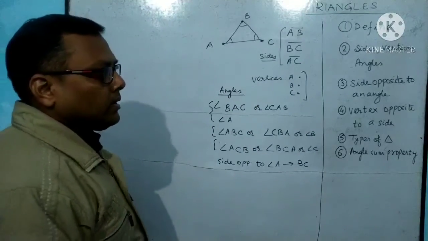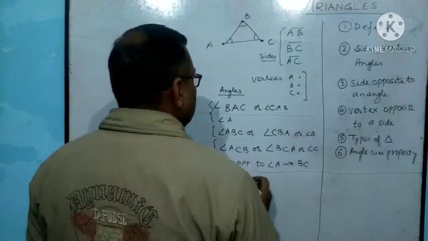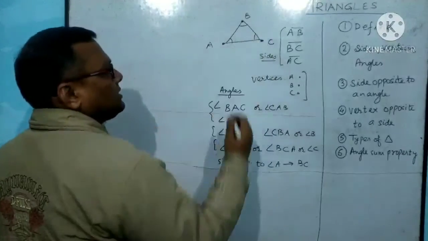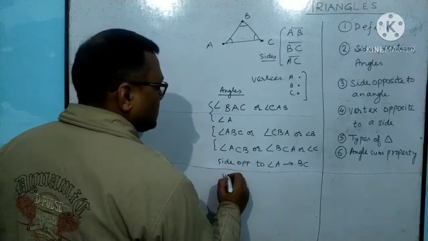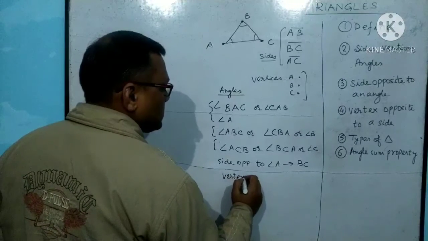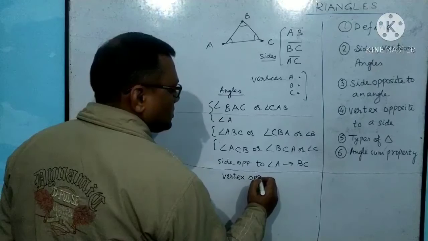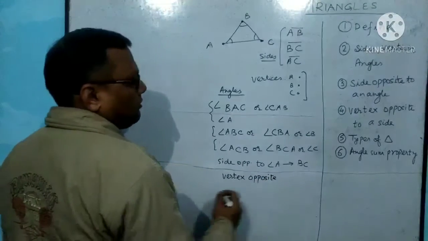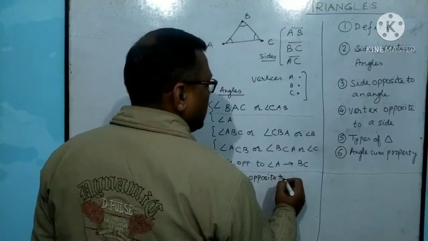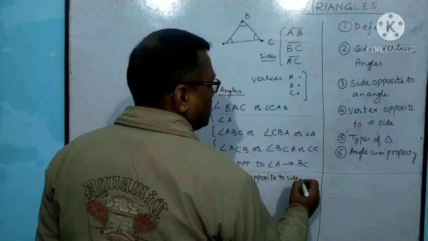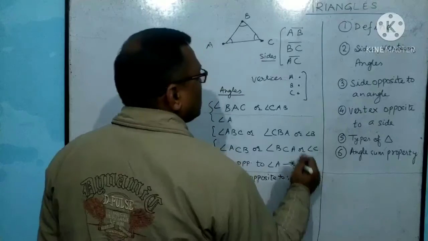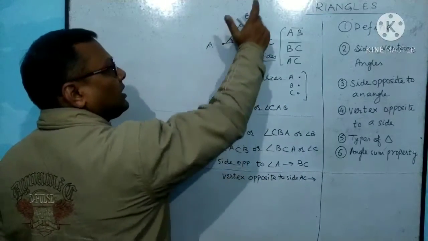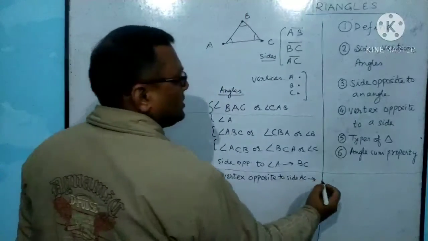And vertex opposite to a side. Suppose I ask which vertex is opposite side AC. Opposite means in front of. Vertex opposite to side AC. Side AC is this and the vertex is this. So it is B.